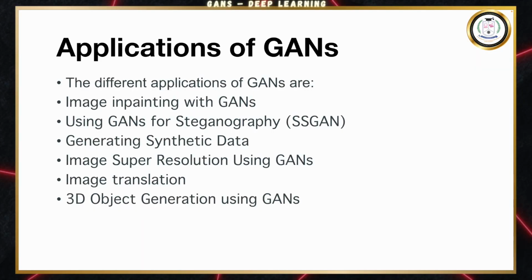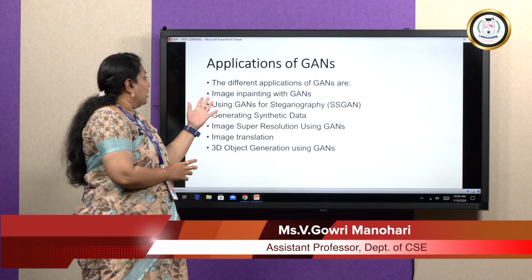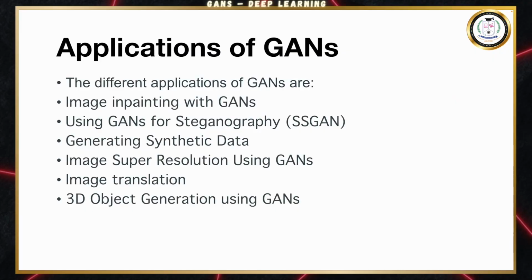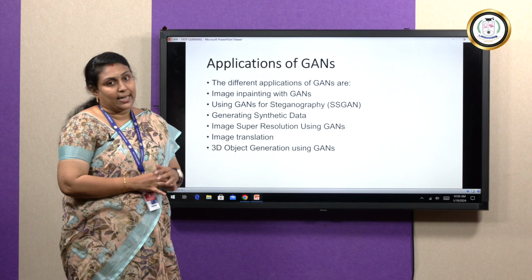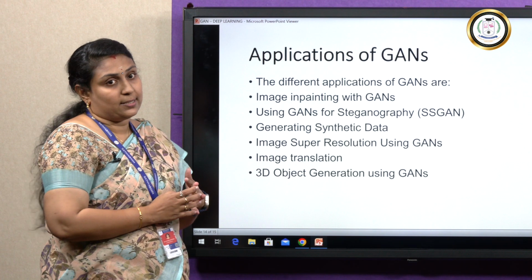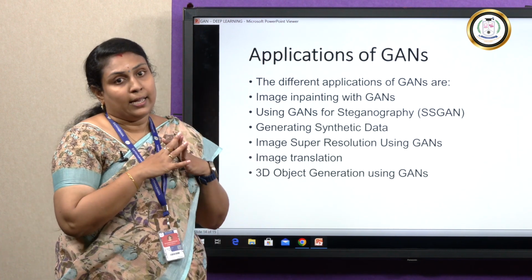So finally we are concluding this GAN model with the applications. So what are the applications where it is being used? Image inpainting with GAN, using GAN in steganography. Steganography is nothing but hiding of data. It's known as steganography. Then we are also using it in generating synthetic data, image super resolution, image translation, and 3D object generation using GAN. 3D object, converting the 2D model into a 3D model. Then image translation, video file, audio file, anything can be converted by using this GAN model.